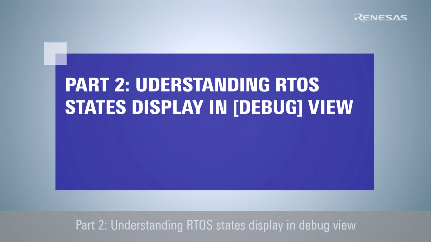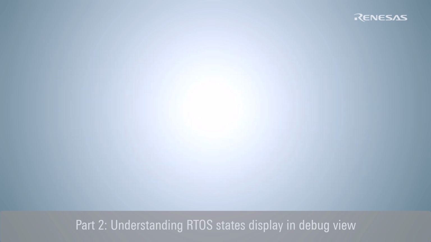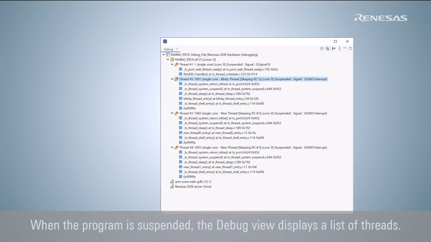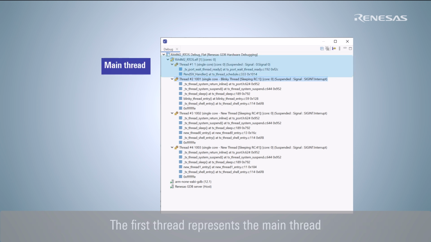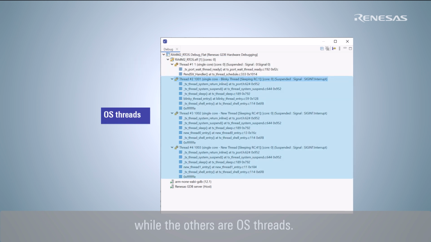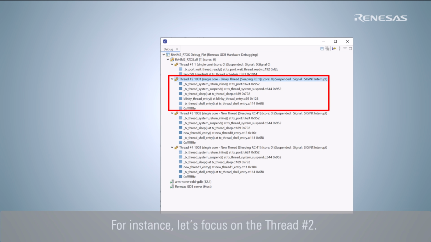Part 2: Understanding RTOS states display in debug view. When the program is suspended, the debug view displays a list of threads. The first thread represents the main thread, while the others are OS threads. By examining an OS thread, we can identify its state. For instance, let's focus on thread number 2.